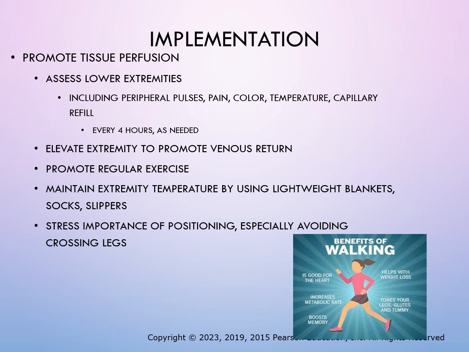Elevate the extremity to promote venous return from the extremity, increasing circulation and relieving pain. Promote regular exercise. Exercise promotes the development of collateral circulation to ischemic tissues and slows the process of atherosclerosis. Maintain extremity temperature by using lightweight blankets, socks, and slippers to promote arterial flow and reduce vasospasms. And vasospasms can be really painful.